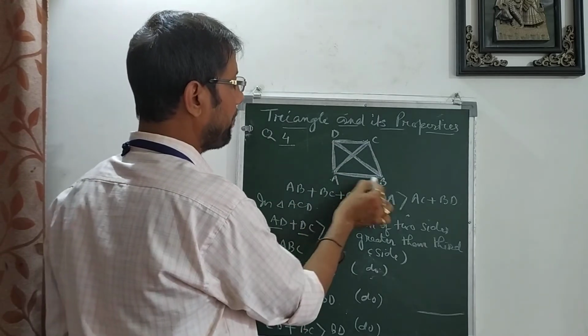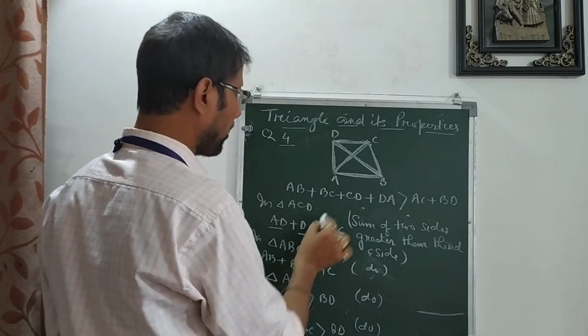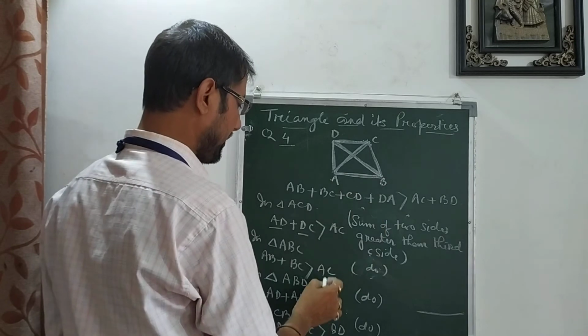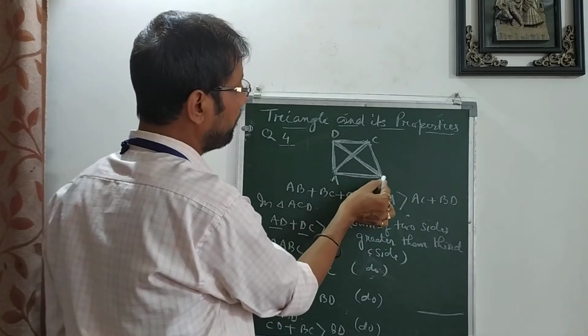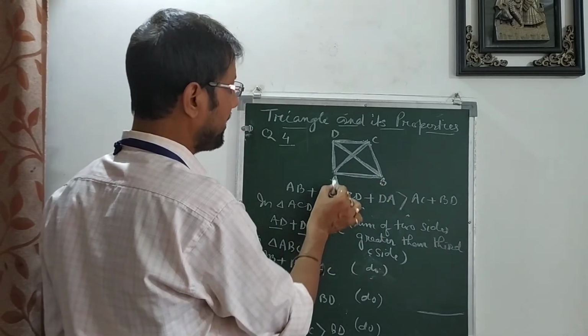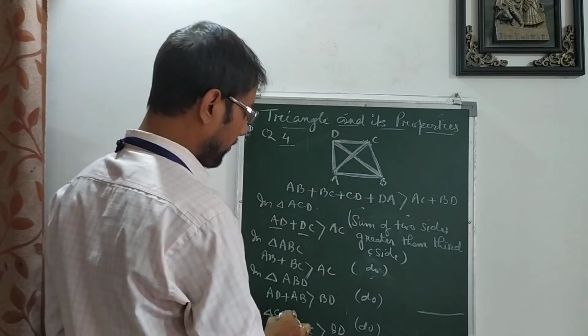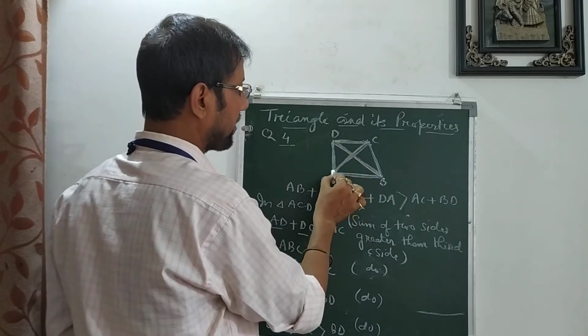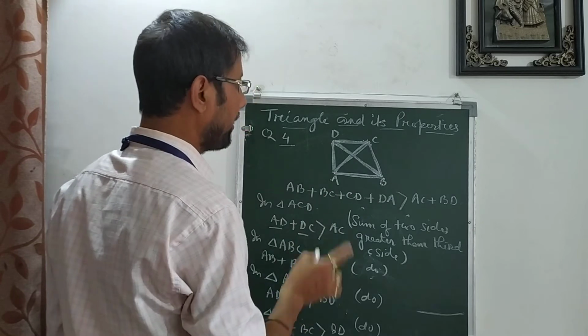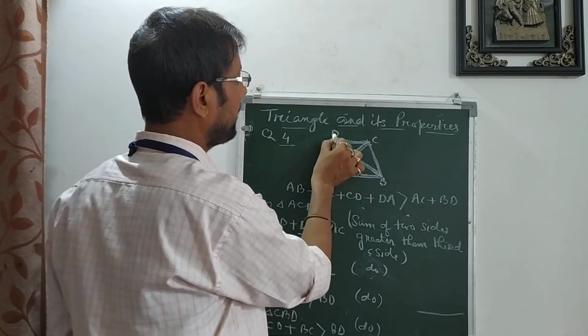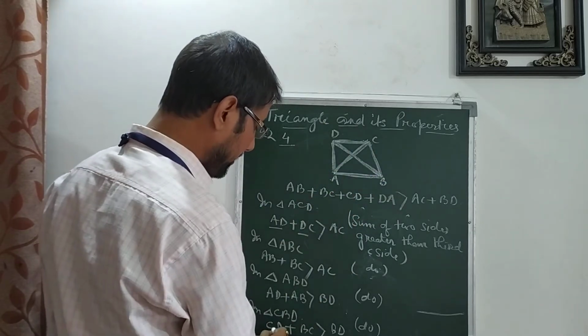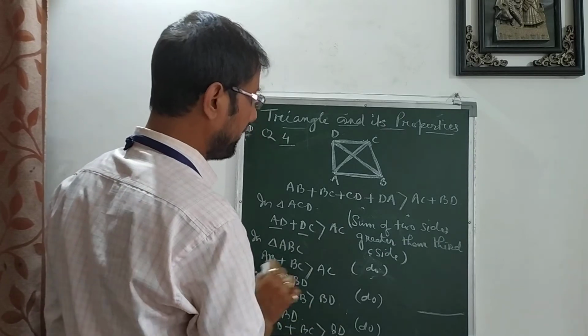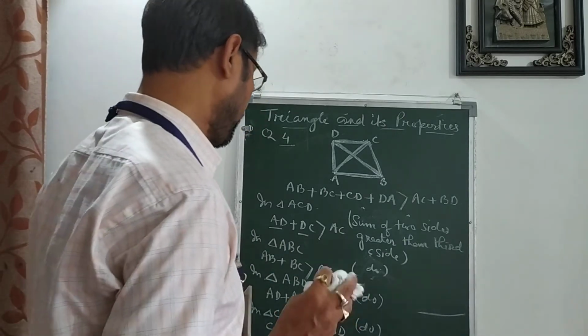Next I took ABC. So what I got, AB plus BC is greater than AC. Then I took ABD. Here I have written, AD plus AB is greater than BD. Then again I took DBC. What I have written, CD plus BC is greater than BD. So this we have written.